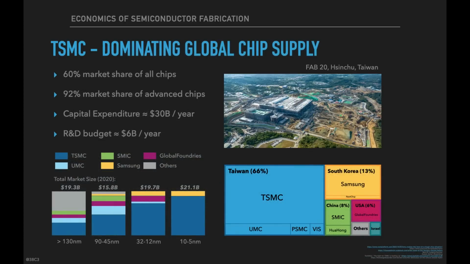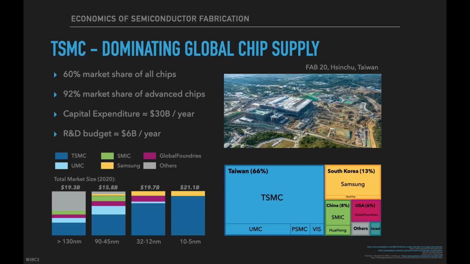And with these huge factories, TSMC was able to capture a big market share. Here, these are old numbers from 2020. Right now, it's even more concentrated towards TSMC and Taiwan. But even then, you had like 60% of all chips that were made by TSMC, and most importantly, 92% of the most advanced chips that were built by TSMC. And there's only one other company, Samsung in South Korea, that can build those.